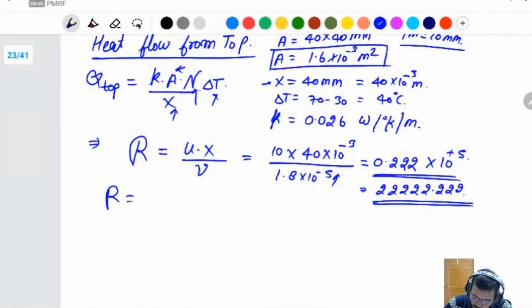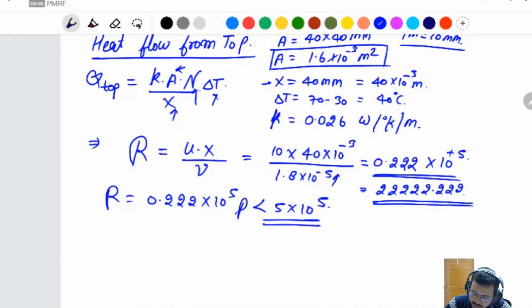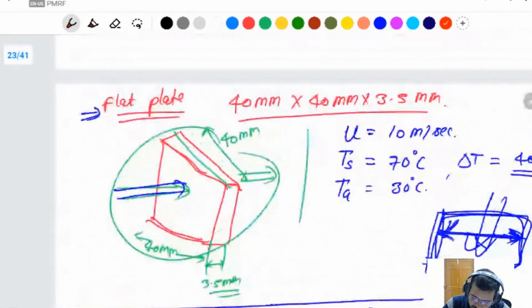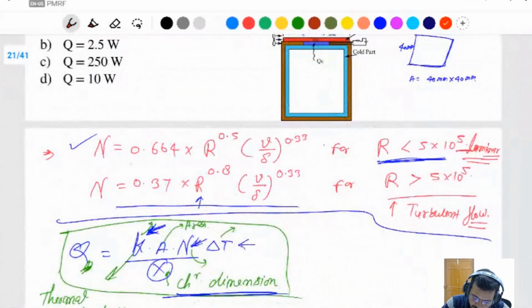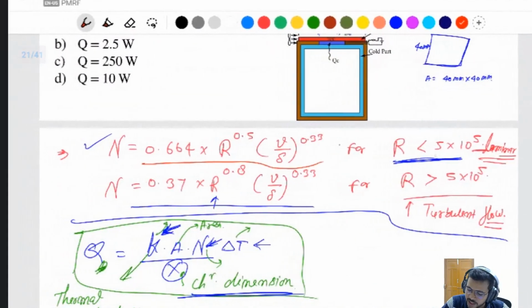Then the Reynolds number is 0.22 into 10 to the power 5. It will be less than 5 into 10 to the power 5, as mentioned in the question, and we also know this is laminar flow. That's why you can say n is for the Reynolds number less than 5 into 10 to the power 5. Then n is the value of this formula, because the Reynolds number is less than 5 into 10 to the power 5.